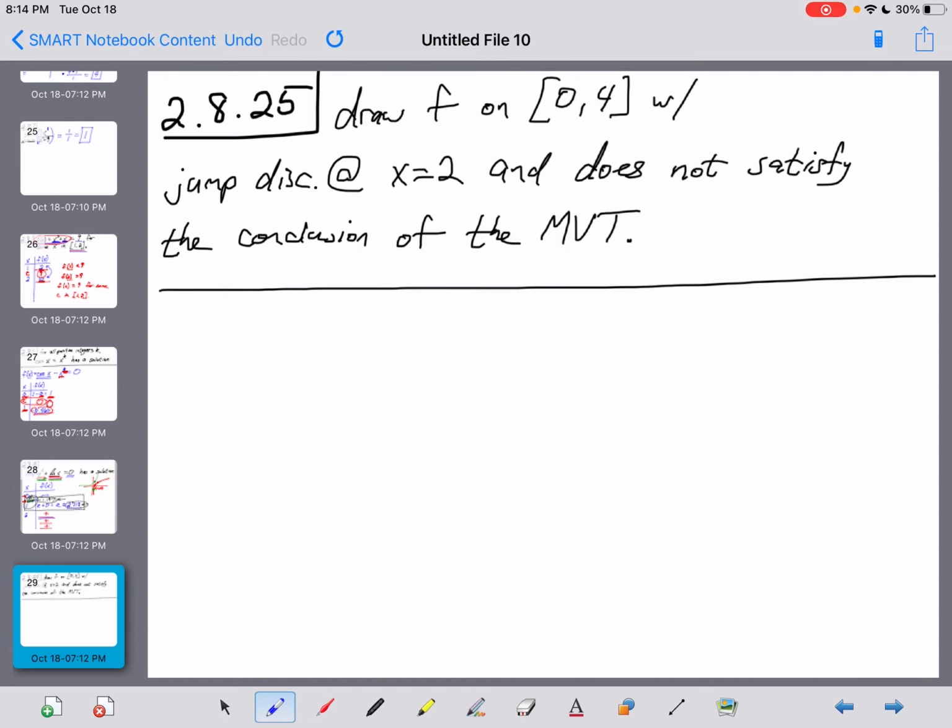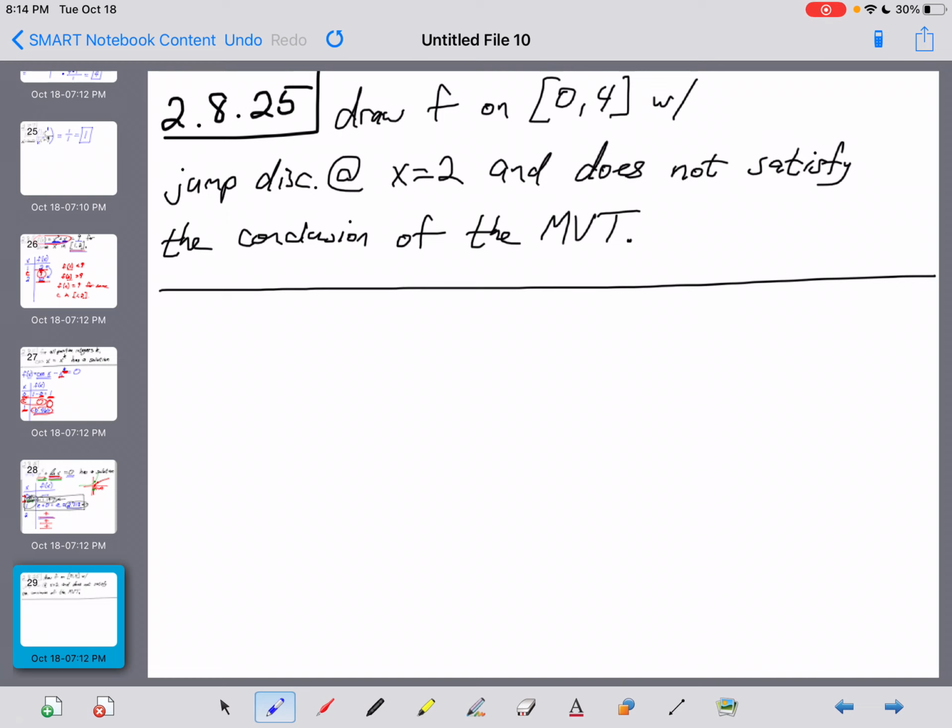Okay, let's take a look at number 25 in 2.8. Some of you guys hate these problems, I know, because there's not just one right answer. They want you to be creative. We're supposed to draw the graph of a function f on the closed interval from 0 to 4 with this given property. This is supposed to have a jump discontinuity at 2, and this function does not satisfy the conclusion of the IVT.